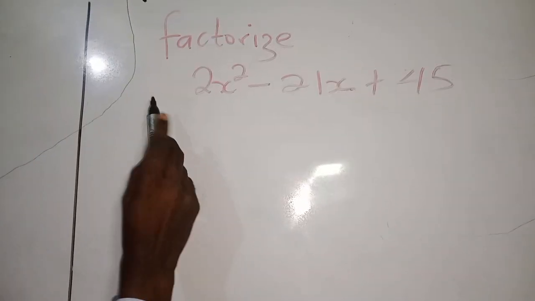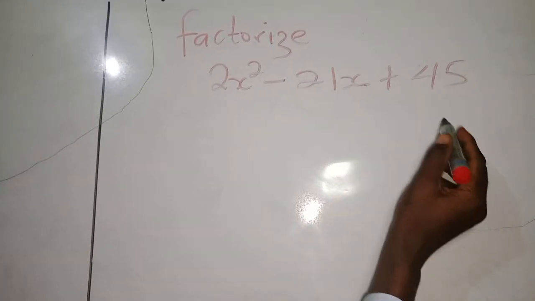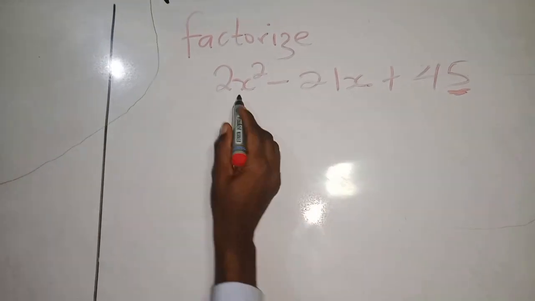Thank you. So we have to factorize 2x squared minus 21x plus 45. Okay, so we can take this constant and multiply it by 2.